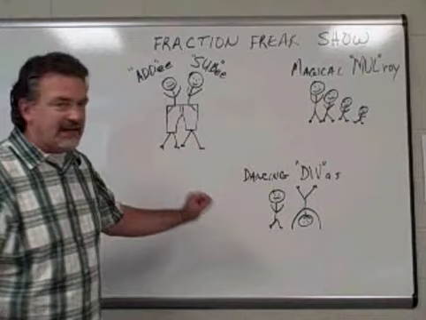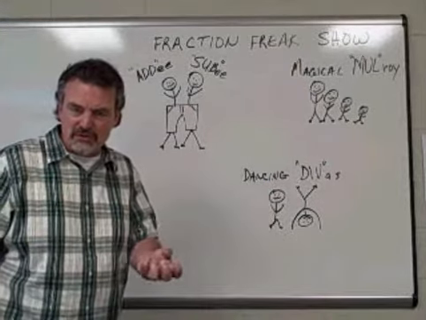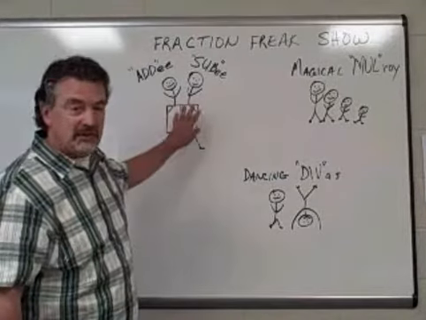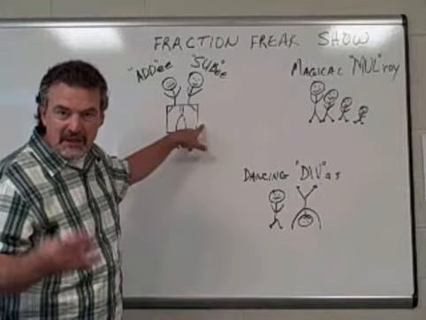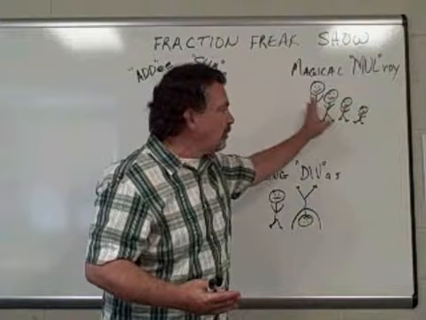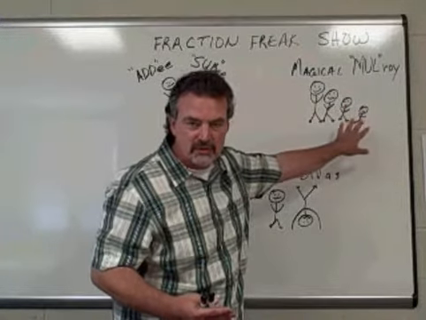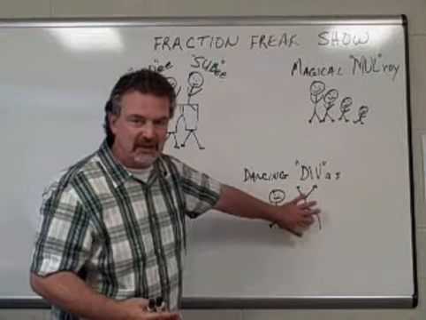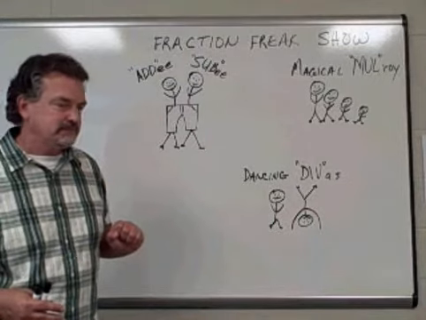So hopefully the fraction freak show will help you keep straight what you have to do with each kind of fraction problem. Addition and subtraction, got to have a big enough pair of pants. They have to have the same pair of pants, same denominator. Multiplication, Mulroy's going to shrink first. He's going to reduce first. And division, the dancing divas, the second diva flips upside down before starting the dance.